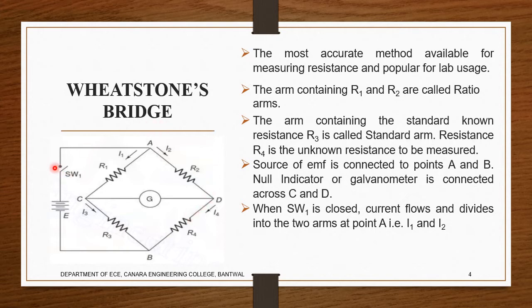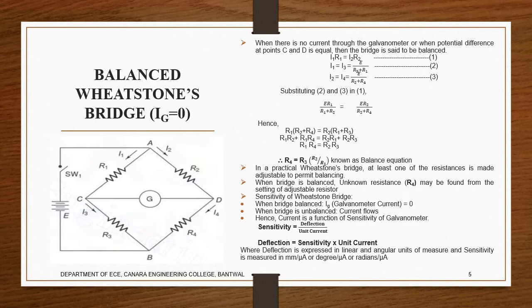Whenever switch 1 is closed, the current flows and is divided into I1 and I2, and then again into I3 and I4 as it passes to the other two nodes C and D respectively. So what is a balanced Wheatstone bridge? Balance means R1, R2, R3 and R4 are balanced, and hence between the junctions C and D there is no current flow, so the current through the galvanometer Ig is equal to 0. When there is no current flow, or the potential difference between C and D is equal, the bridge is said to be balanced.